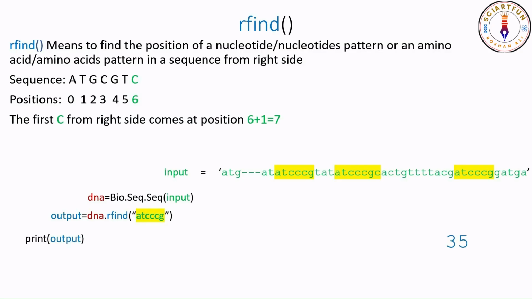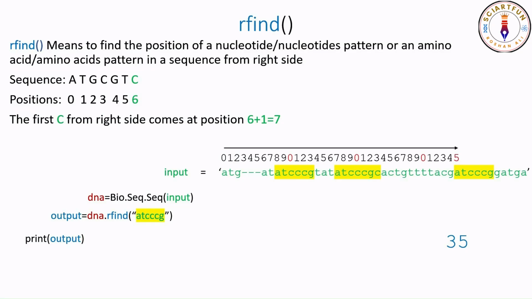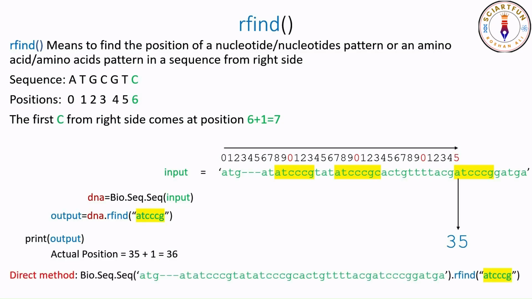Your result will be 35, which is 1 less than the actual position. So the actual position is 36. You can count and confirm your results. Here is the direct method.